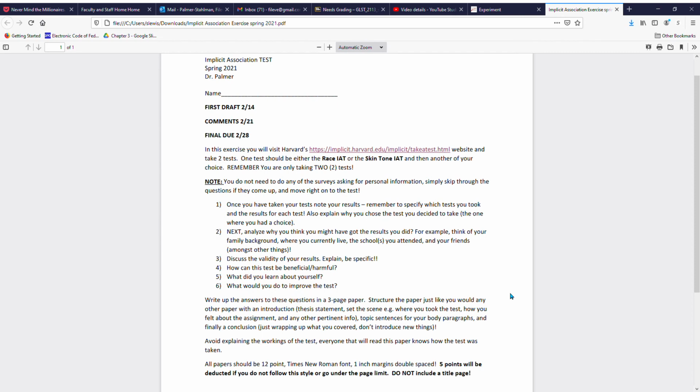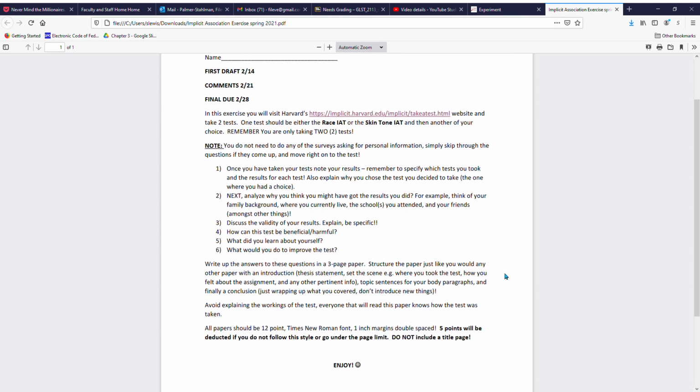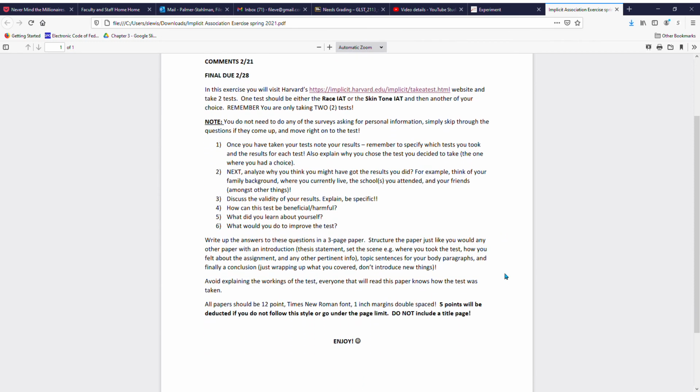Number 5, think about what this process and this assignment did with regard to your self-knowledge. What did you learn about yourself? And then finally, if you have any suggestions, how would you improve the test? It is not required to have a specific example on how you would improve it. However, this is just a way to get you to think through and work through the materials.